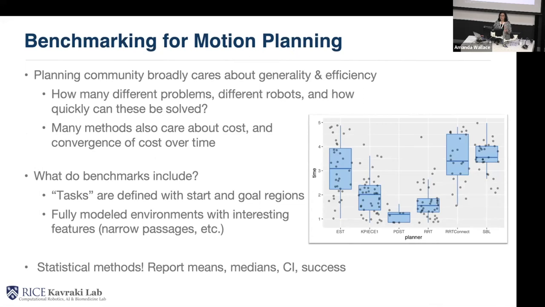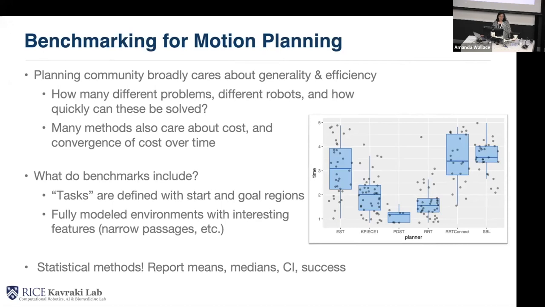So opening a drawer, that means opening any drawer with any robot. We want an algorithm that will do that, given, of course, a model for the drawer, how it can move, and a model for the robot. Many methods, so we care about if the problems can be solved, if the algorithm generalizes without much intervention, and solves for a different robot and in different environments. And many methods also care about cost and convergence over time.